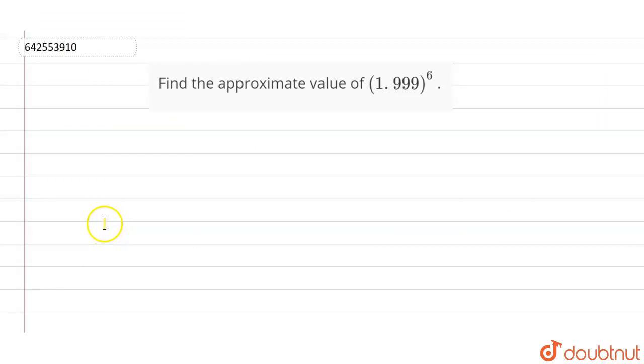Okay, so the given question we have here is we have to find the approximate value of 1.99 to the power 6, right? This is what we have to do in the question. So, okay, we can write it down as solution.